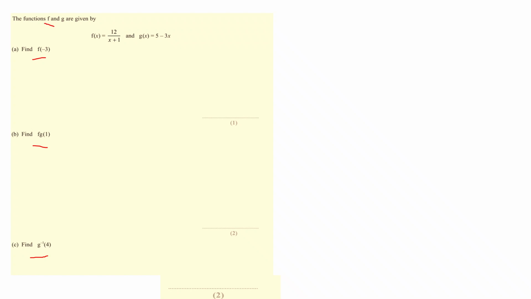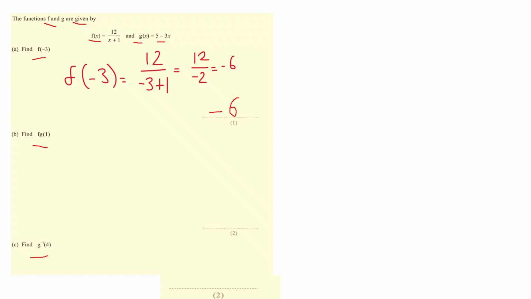So the functions f and g are given by f of x is equal to 12 over x plus 1 and g of x is equal to 5 minus 3x. Find f of minus 3. So replacing x with minus 3, we're going to plug in minus 3 into f of x. f of minus 3 is equal to 12 over minus 3 plus 1. Tidy up the bottom. Minus 3 plus 1 is minus 2. We have 12 divided by minus 2 is minus 6. So f of minus 3, guys, is minus 6, or negative 6.